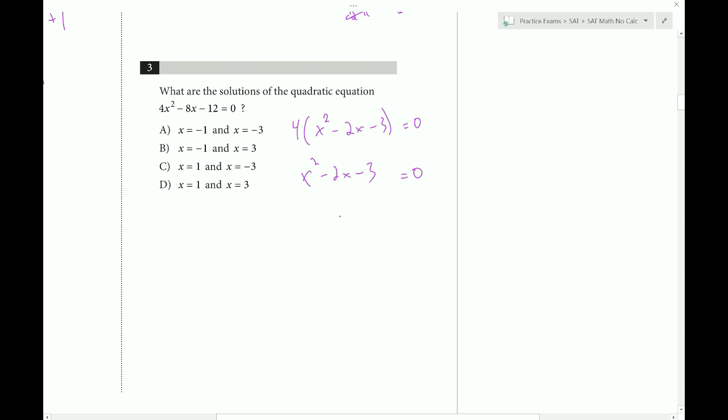So then I can plug in 1. So 1 squared is 1 minus 2 times 1 minus 3. So that's not going to work. 1 minus 5, right? It's not 0. So anything with 1 is out. So now I just have to test 3 to see if that works. 3 squared is 9 minus 2 times 3 is 6 minus 3. That does work. All right. So I know that choice B must be the right answer.